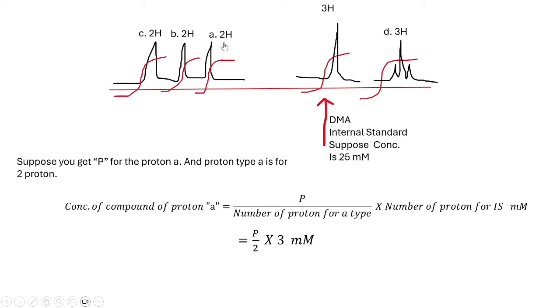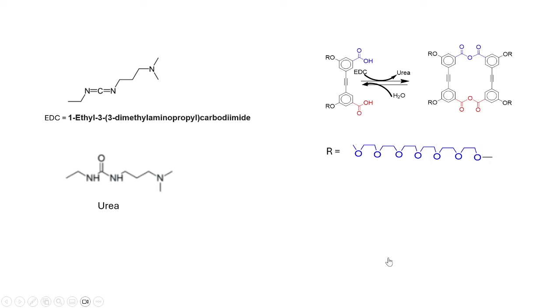Now if we want to see compound A, the concentration of compound A will be P, meaning this integration area or integration value, suppose you get P. So P over the number of protons for A type, which is 2, times the number of protons for the IS, the internal standard, that is 3. So times 3, and the unit will be millimolar. So let's see an example.